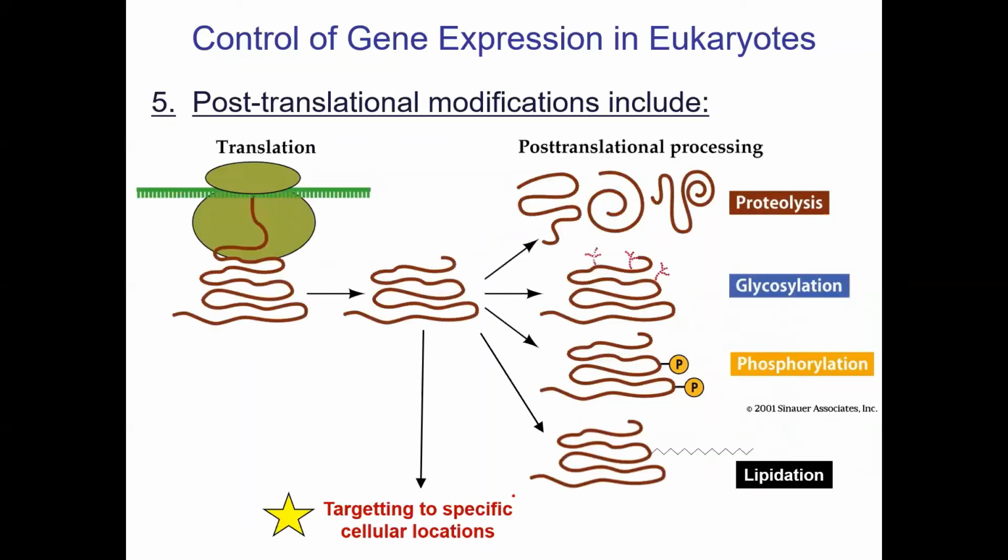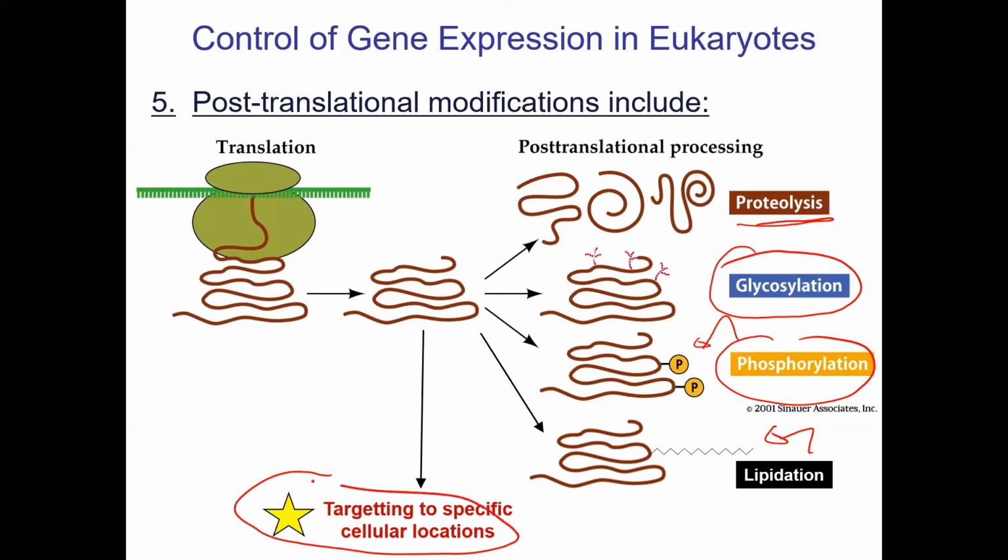A lot of proteins are modified in all sorts of different ways. Some of them, you can see here, some things that are listed here. So proteolysis means they're cut up. Glycosylation, so I'll talk about that in a moment. Some are phosphorylated, that means we're adding a phosphate group to them. Some are lipidated, that means you add a lipid to them. And we're going to talk about this in detail, but targeting to specific cellular locations.